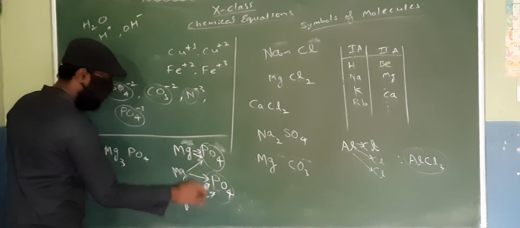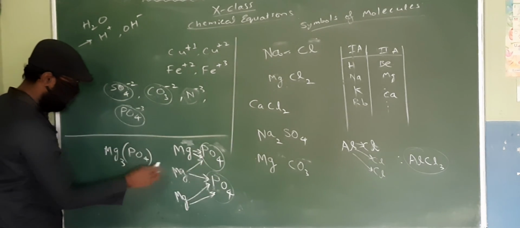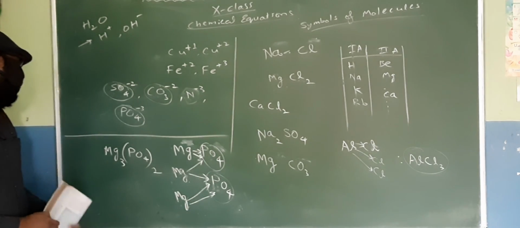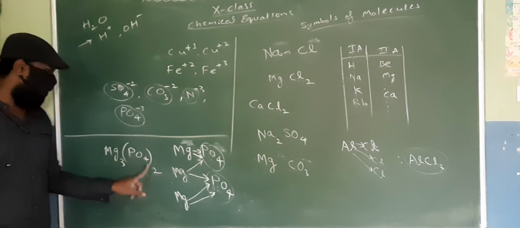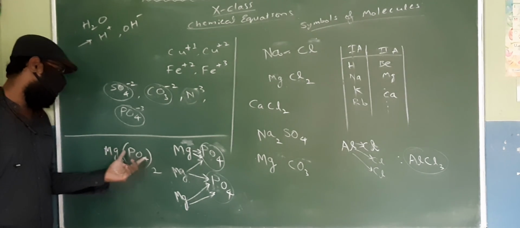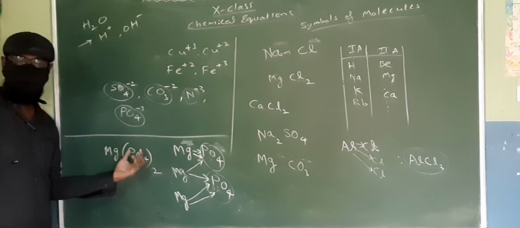Since all of this phosphate is one structure, we put it in a bracket. How many phosphates are there? 2. This is what we pronounce as taken twice. Mg3(PO4) taken twice. What is the meaning of that? 3 magnesium atoms are attached to 2 phosphate molecules.